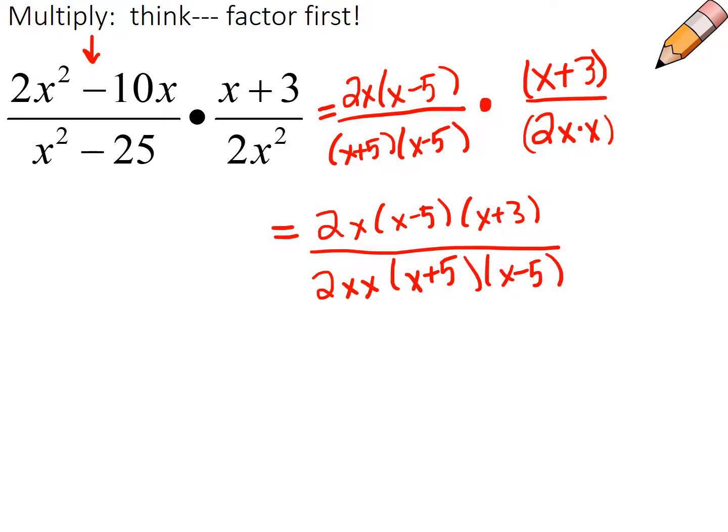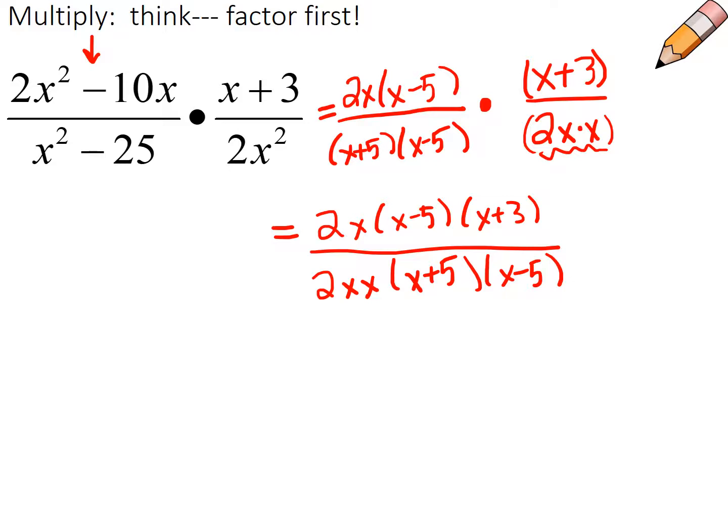It's common practice to just write coefficients and single variables in the front of the numerators and denominators, and then anything in parentheses goes kind of to the right or to the back. So that's why I wrote 2x times x in the front.